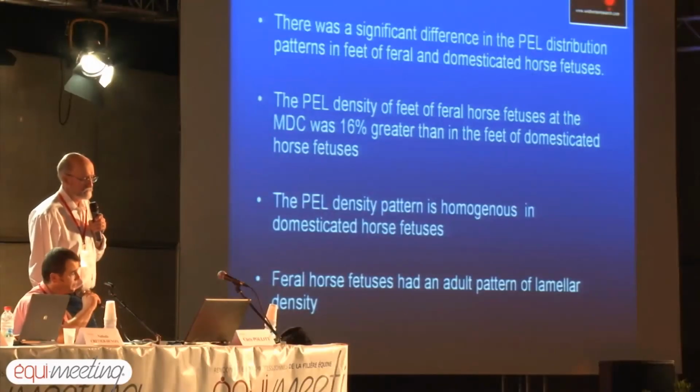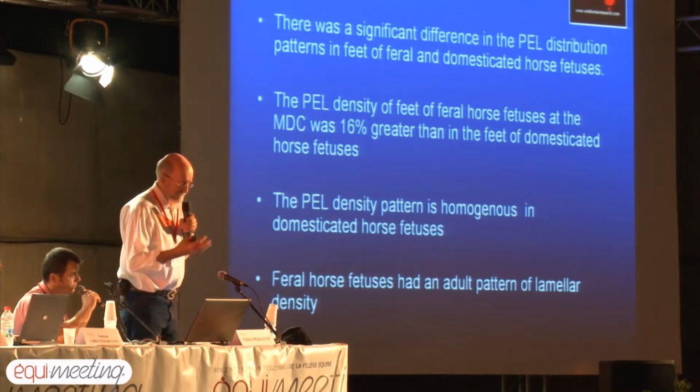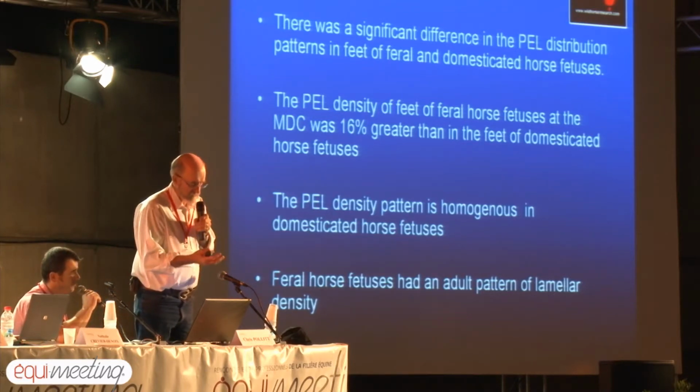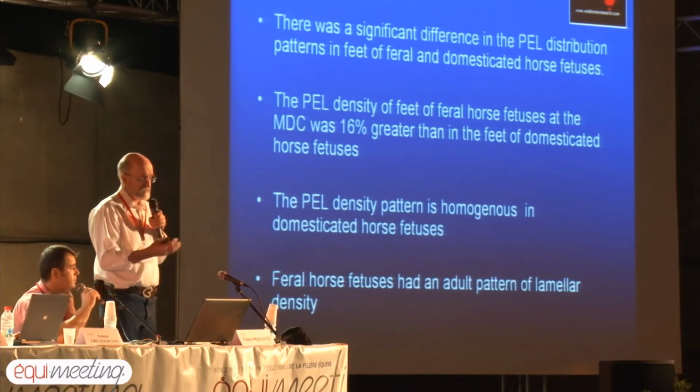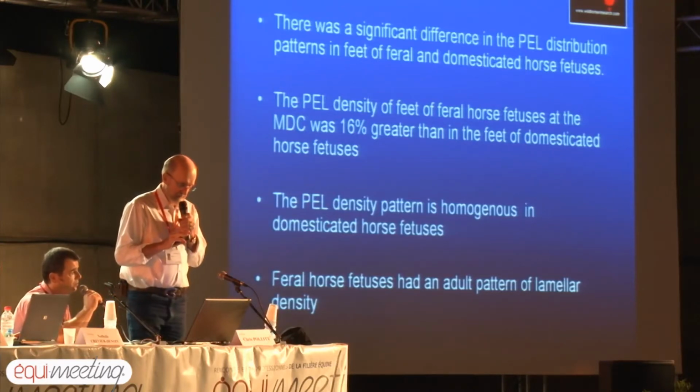And the calculated mean of the differences gives a statistically significant difference between the wild horse foal and the domestic foal. So what does this mean? So we have newborn feral horse foals being born with 16% greater density of lamellae at their toes.